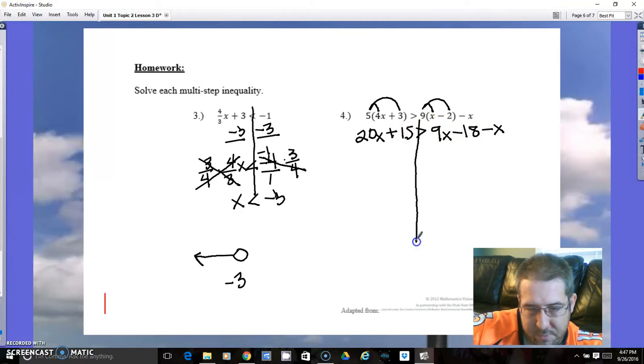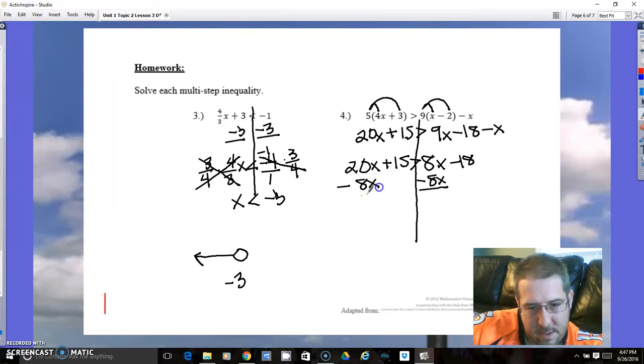The next thing I'm going to do after I use distributive property is combine like terms. There are 2 terms that can be combined. 9x and the minus x here can be turned into 8x minus 18. Bring down the 20x plus 15. Alright, so the next thing I want to do is get the variables on the same side. Subtract 8x from both sides. That's going to leave me with 12x plus 15 is greater than negative 18.